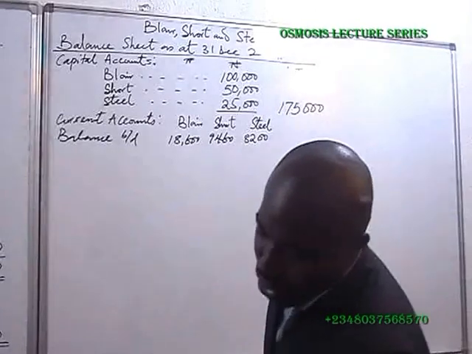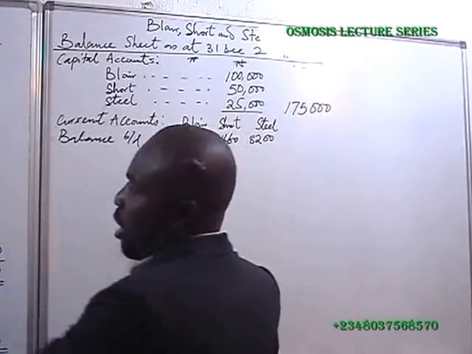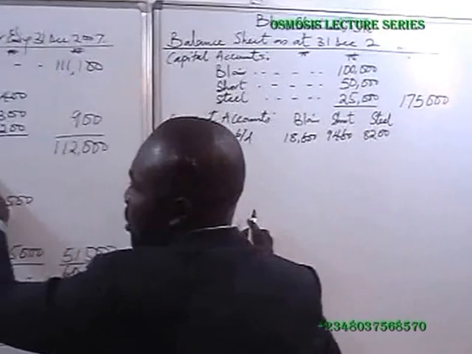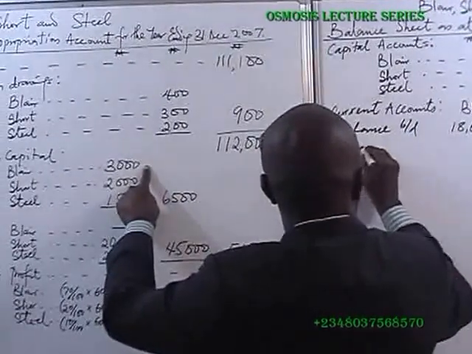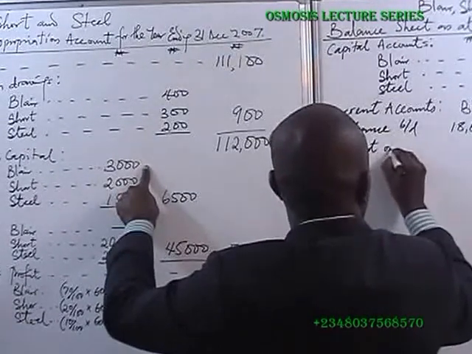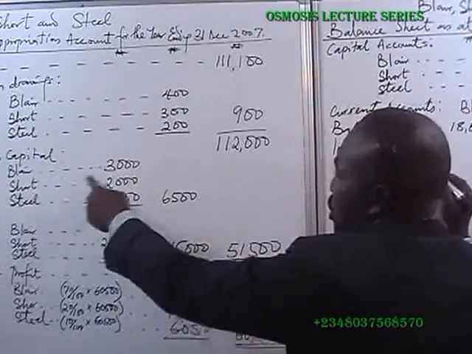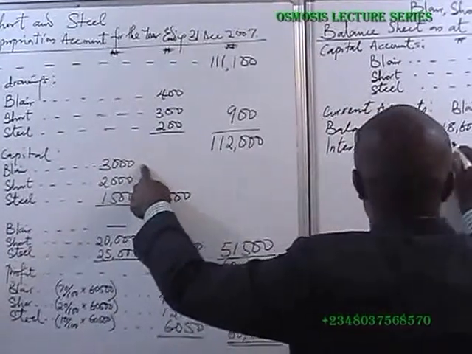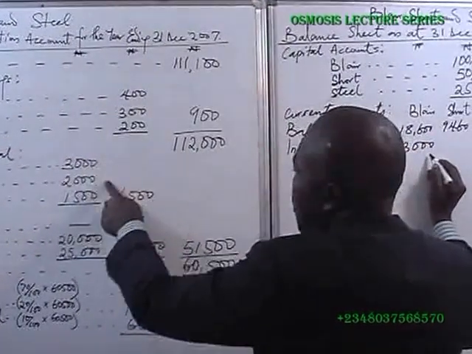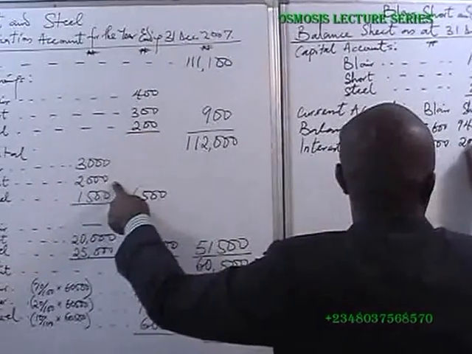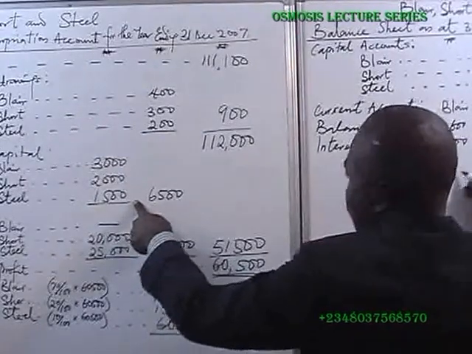Having taken that into consideration, we are going to bring their interest on what? Capital. Right? Interest on capital. From here, their interest on capital will have Blair at 3,000, Short at 2,000, and Steele at 1,500.